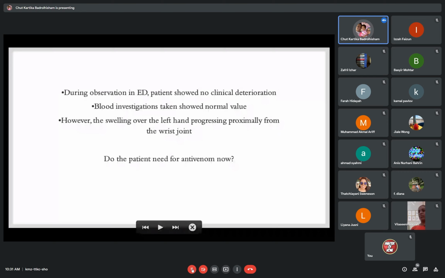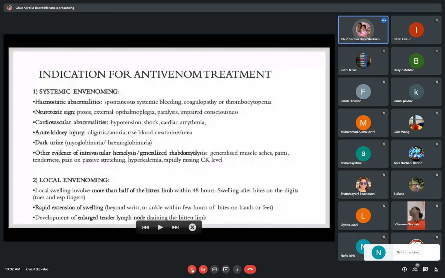So we have the systemic envenoming and local envenoming. For the systemic envenoming, if the patient starts to have hemostatic abnormalities such as spontaneous systemic bleeding, coagulopathy or thrombocytopenia, if the patient has neurotoxic effects like ptosis, paralysis, impaired consciousness, and then cardiovascular abnormalities, the patient starts to be hypotensive, shock, cardiac arrhythmia, AKI, there is myoglobinuria and then evidence of rhabdomyolysis or hemolysis where the patient has muscle ache or so, hyperkalemia, rapidly rising CK level, we give antivenom.